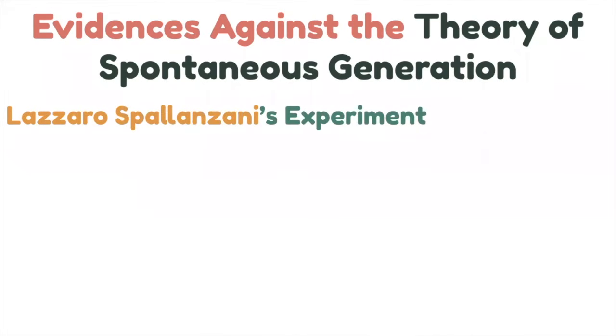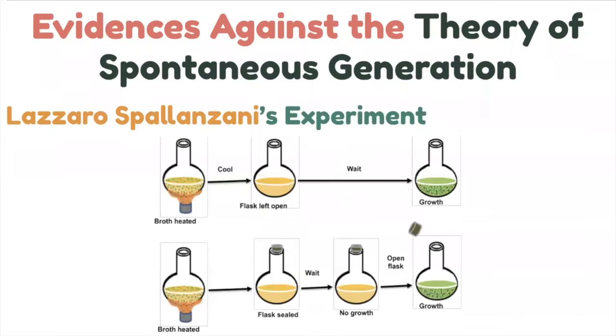The second experiment is by Lazzaro. The experimental setup is given in this figure. In this experiment, Lazzaro prepared animal or vegetable broth and boiled it for several hours, and then either left it open or sealed it immediately. The sealed broth remained free from microorganism growth. He concluded that high temperature boiling had killed all microorganisms, and in the absence of microorganisms, life could not appear. The broth left open or exposed after sealing showed growth of microorganisms.